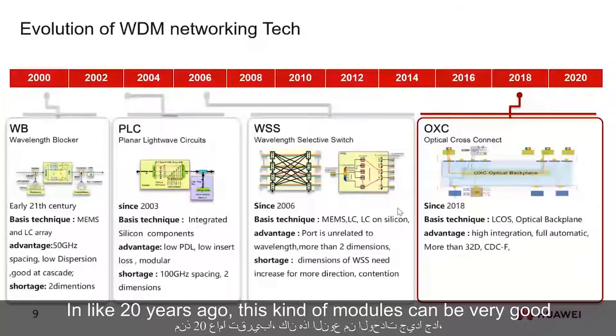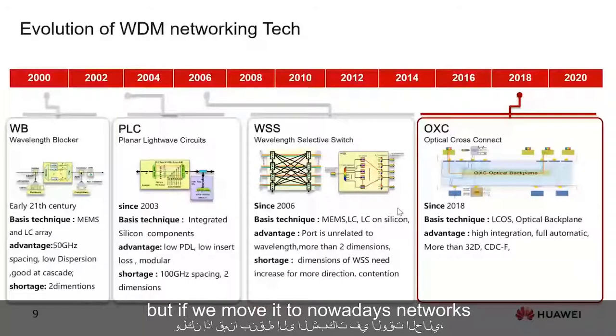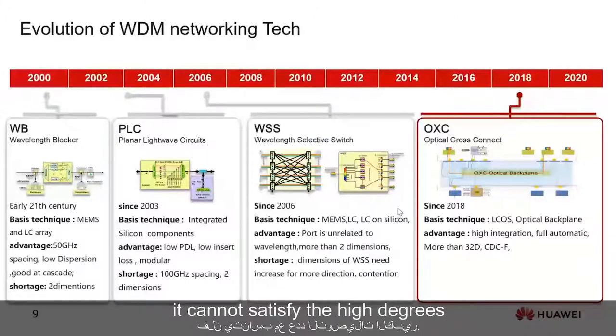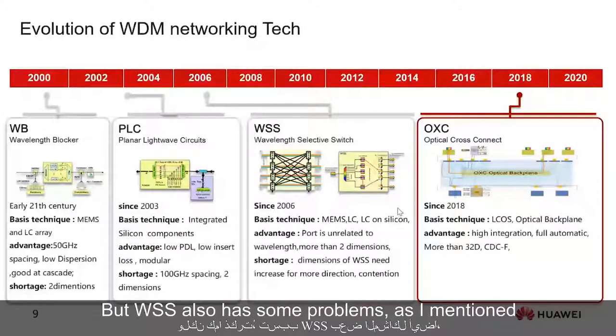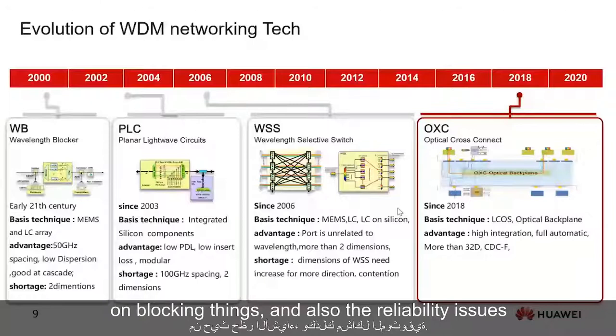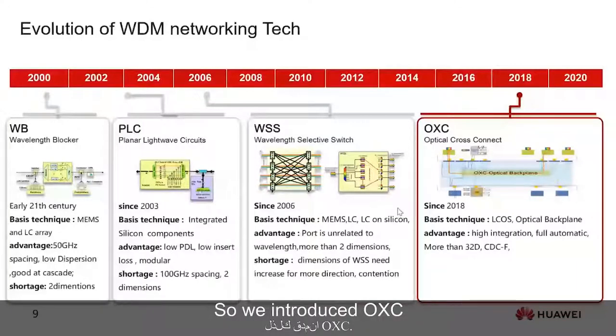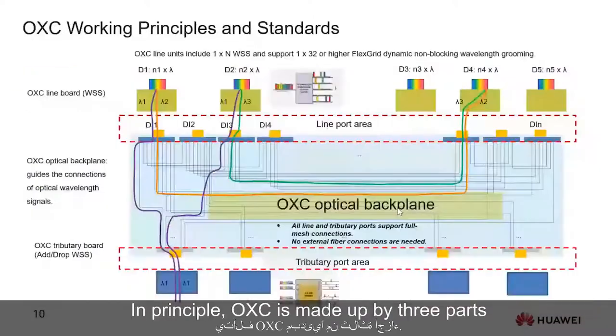So about 20 years ago, this kind of module could be very good. But if we move it to nowadays networks, it cannot satisfy the high degree. The WSS also has some problems in managing the blocking, and also reliability issues, so we introduced the OXC.